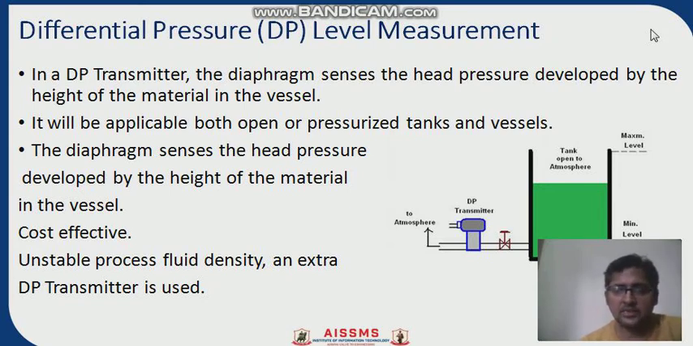So the DP transmitter, or differential pressure level measurement, can measure whether the tank is in the open case or the closed case. The diaphragm senses the head pressure. The differential pressure is generated by the diaphragm sensing the head pressure developed by the height of the material in the vessel. This is basically cost effective, but it is unstable for varying fluid density. If the density varies, then the measurement also varies. So the DP transmitter is very useful for measurement of level.